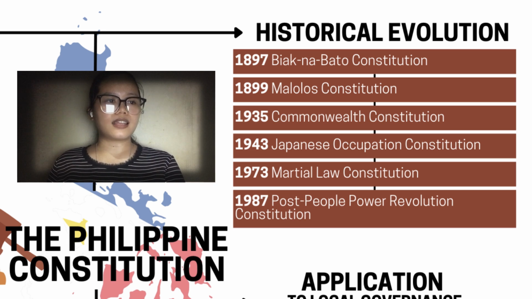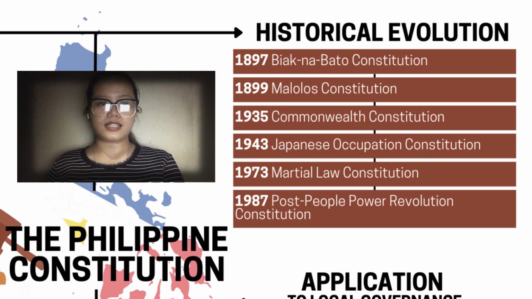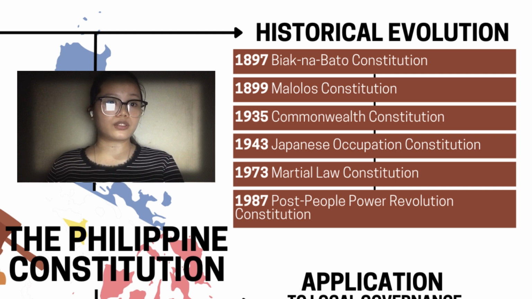Last one is the 1987 Constitution. As preparation for the drafting of the 1987 Constitution, President Aquino, through a presidential decree, suspended the 1973 Constitution. A national plebiscite, the direct vote of all the members of an electorate on an important public question, was held on February 2, 1987, ratifying the new Constitution.